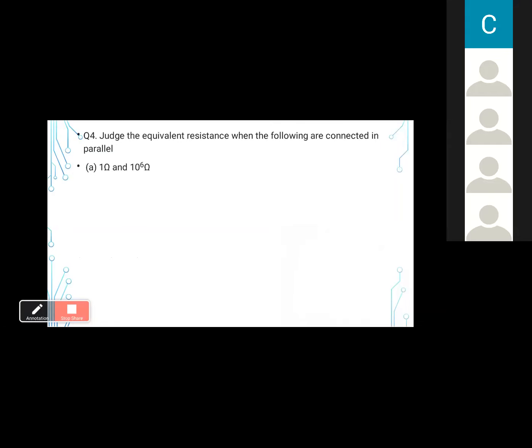Now find the equivalent resistance for the following. This is the in-text question also. Have you tried this question? Yes, ma'am. It'll be less than 1 ohm. The solution is almost 1, 0.9. Even the second one. These two questions are there in the textbook also. So here, how will you do it?